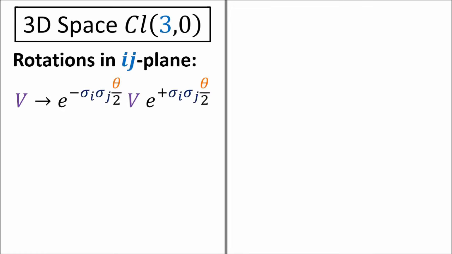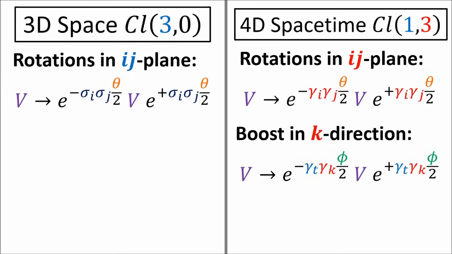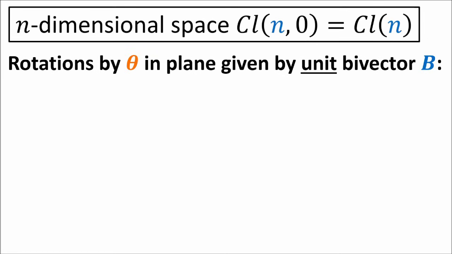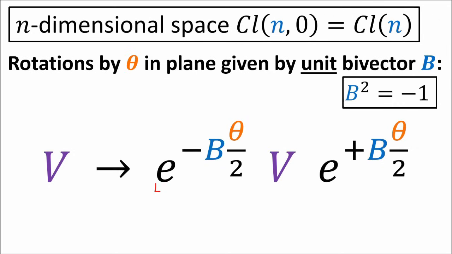So, using Clifford algebras, we've discovered how to do rotations in 3D space, and also how to do rotations and boosts in 4-dimensional space-time. And it's not difficult to see how we can generalize these formulas to any arbitrary dimension. In any dimension, if we want to rotate in a plane, we just take a bivector of size 1 in that plane and exponentiate it, and apply this double-sided transformation with half angles.